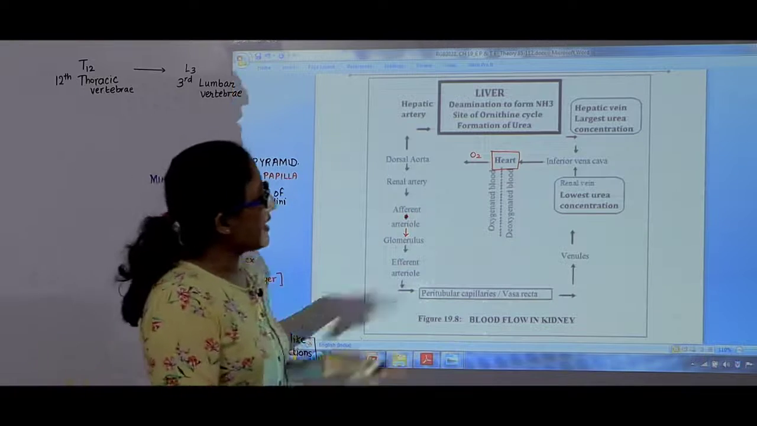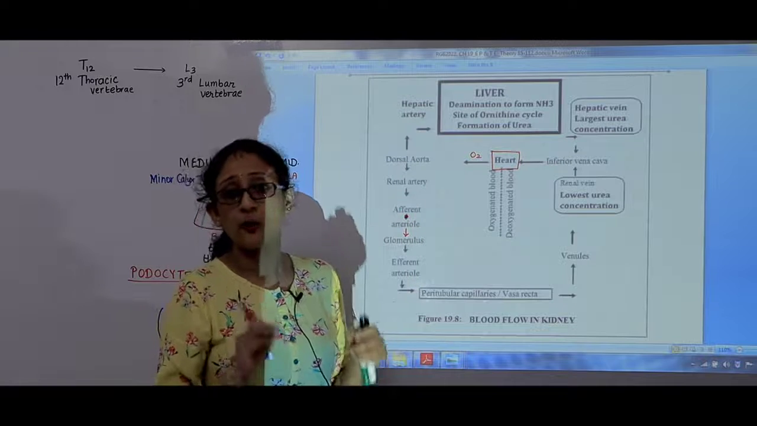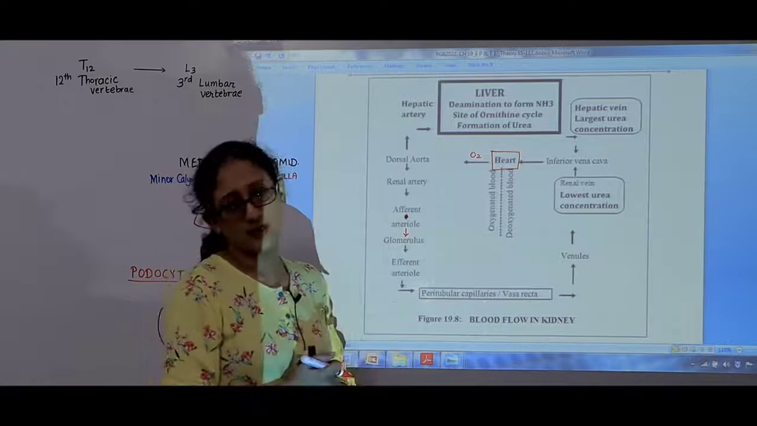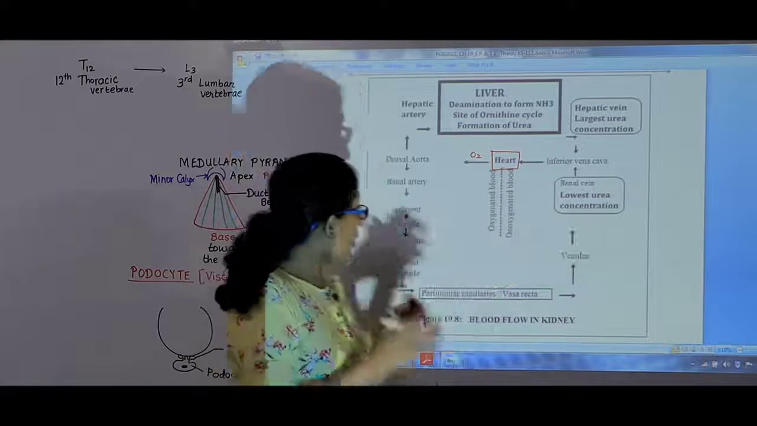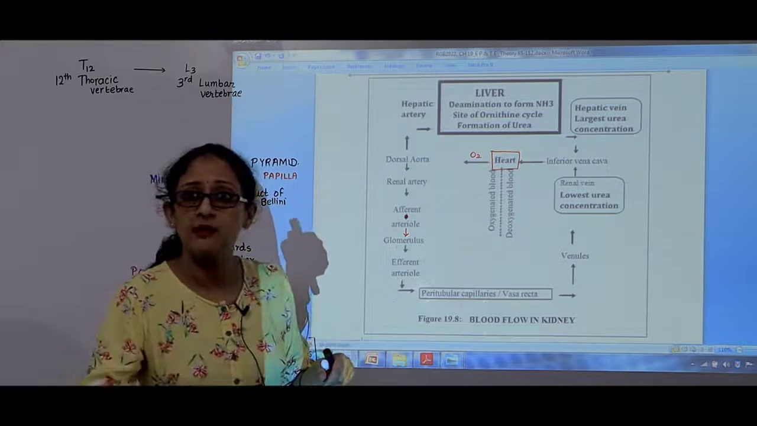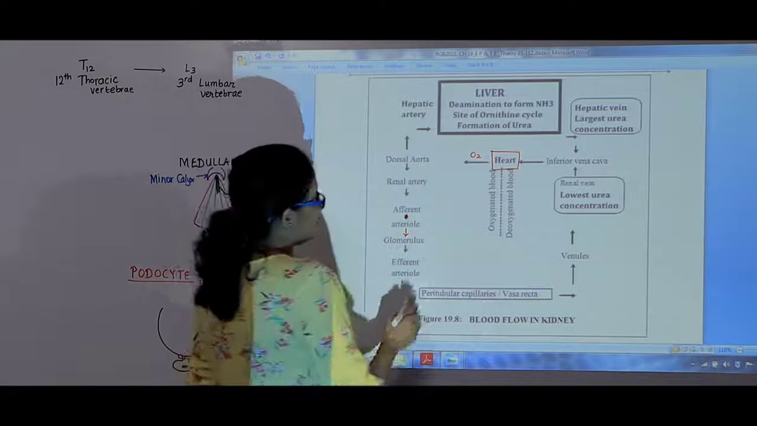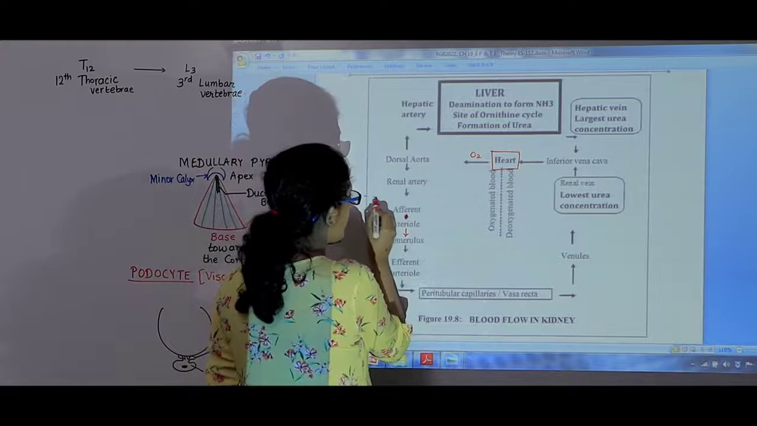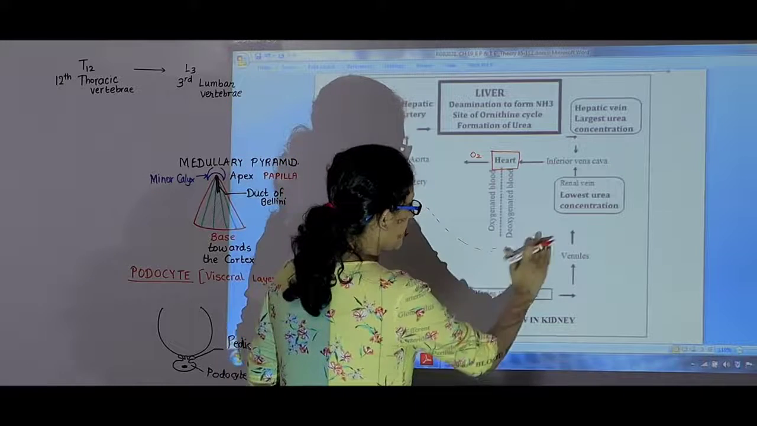That's why if you see, out of all the blood vessels, not capillaries, we are talking about blood vessels, arteries and veins, the renal vein has the lowest urea because the kidneys purified the blood that entered into the kidneys. So if I put a dotted line like this, till here.